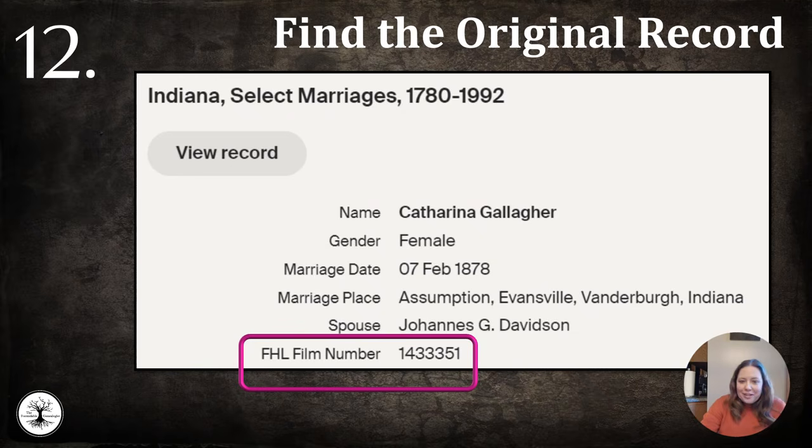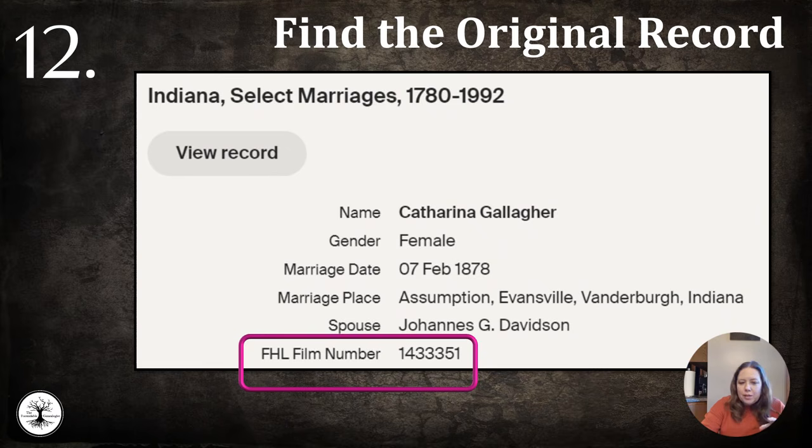I can't stress this enough. Always find the original record. Do not rely on the index. And I'm going to show you an example of why. So I've got this Indiana marriage record from 1878, and it says the marriage place was Assumption Church in Evansville, Vanderburgh County, Indiana. And I didn't think this was the right family because Katie Gallagher should have been in Kentucky. So I was trying to figure out what was going on here because she did marry a John Davidson.